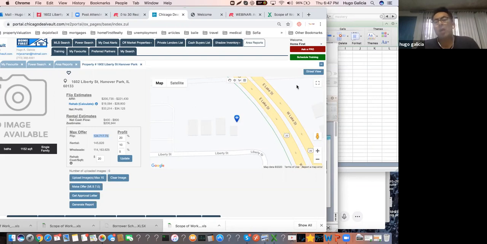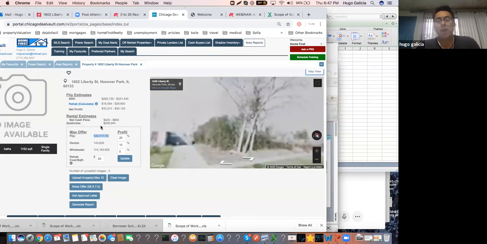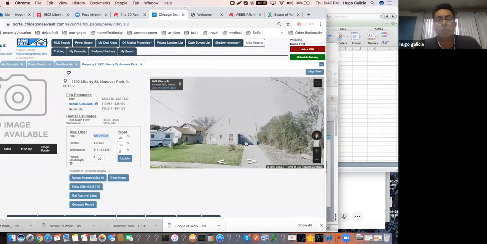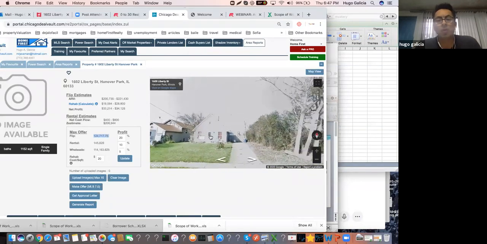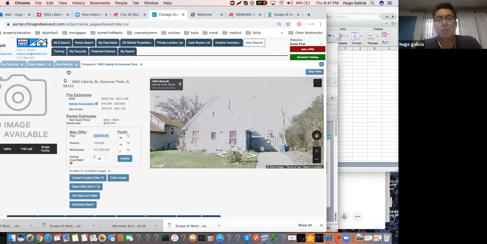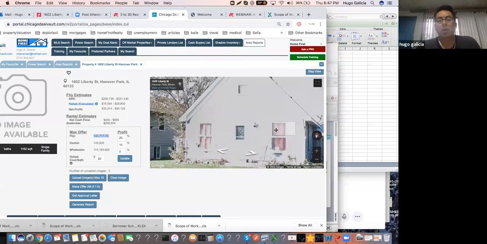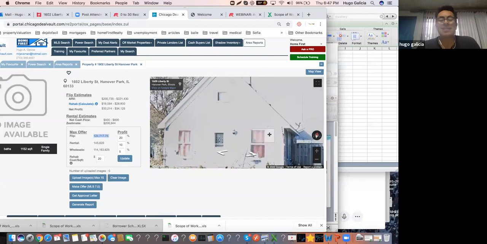Okay, so now the next thing that I like to do is a street view. Okay, I like to look at the property very close. So this is the subject property. I'm going to zoom in. So the first thing that I like to look at is what's the exterior made of? So in this case, it is siding.